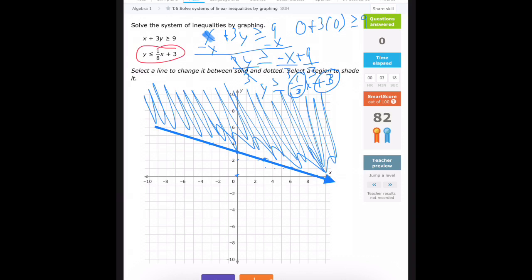All right, this one is just already in our slope-intercept form, so we're going to start at positive 3, which is right there. And our slope this time is 1/8, so we're going to go up 1 and right 8: 1, 2, 3, 4, 5, 6, 7, 8. And if I want to go backwards, I go down 1 and left 8.